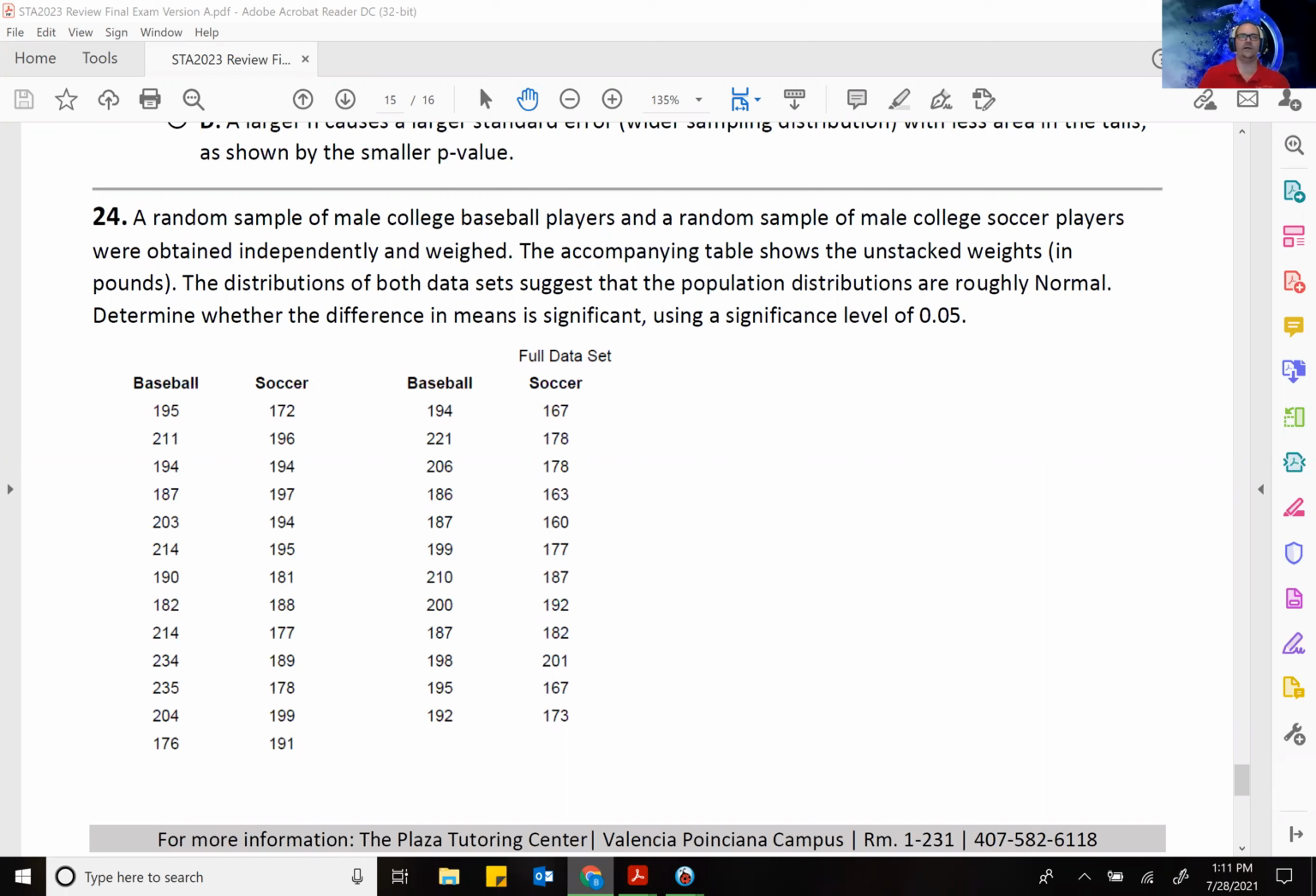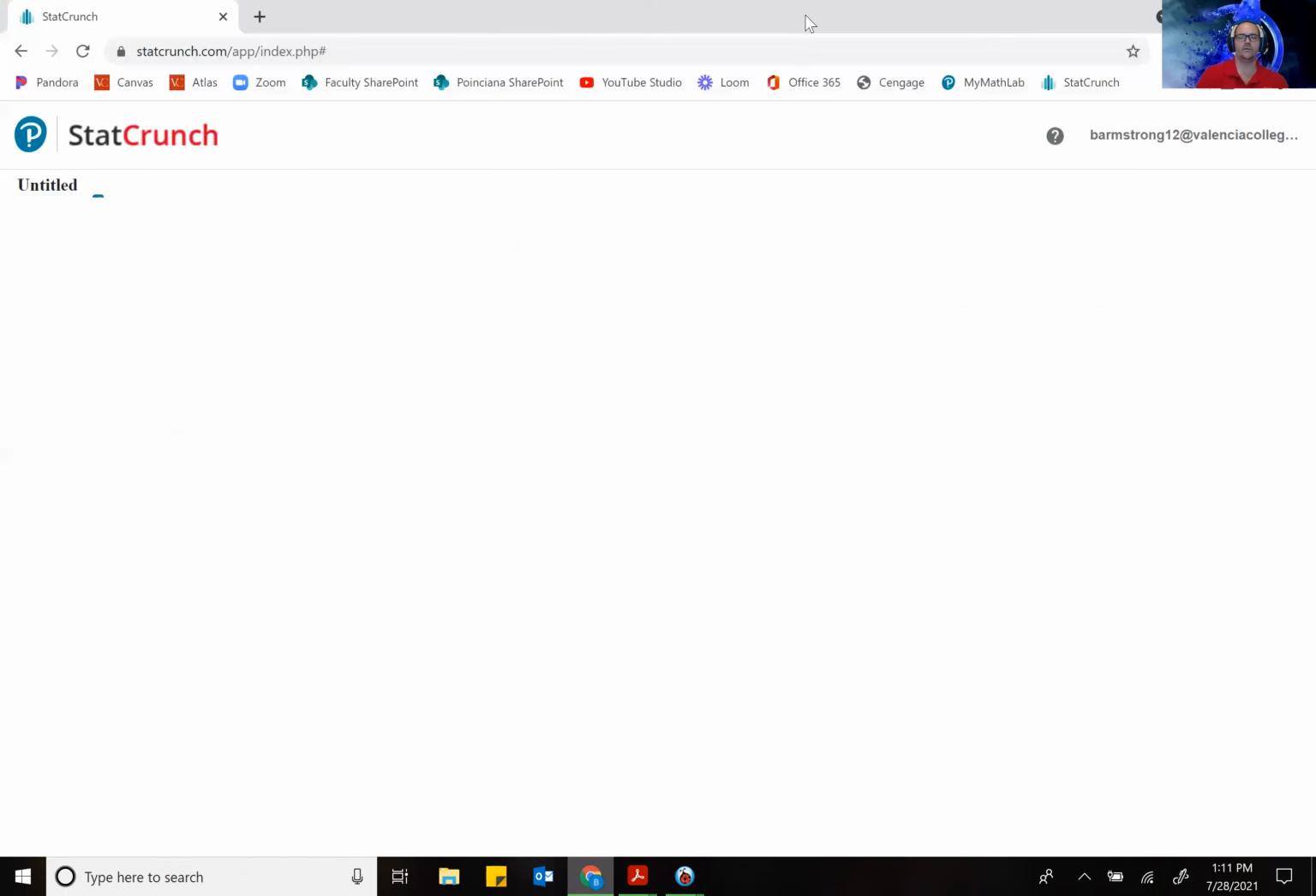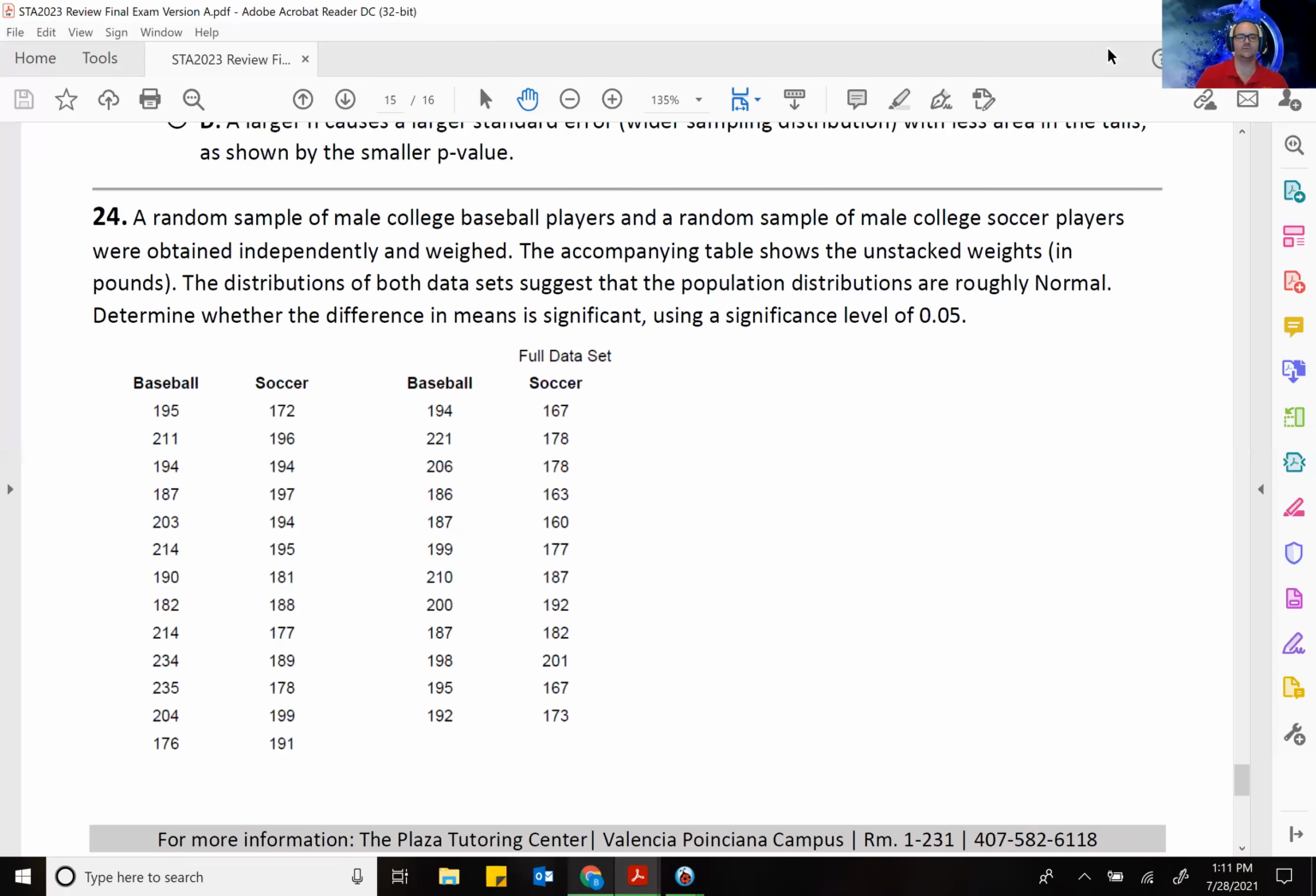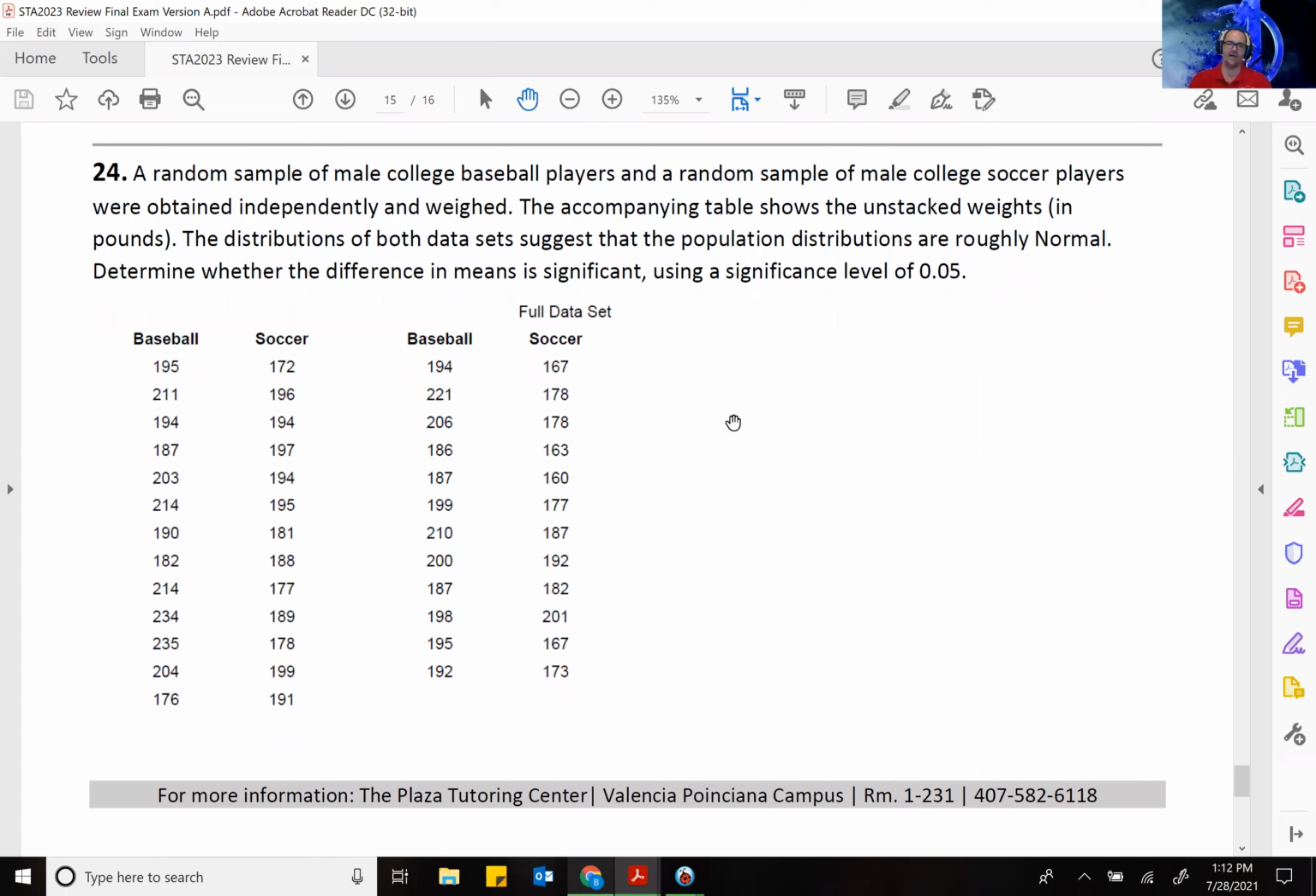All right, I've got everybody. Reading this, it says that a random sample of male college baseball players and a random sample of male college soccer players were obtained independently and weighed. The accompanying table shows the unstacked weights in pounds. The distribution of both data sets suggests the population distributions are roughly normal. That's good. Determine whether the difference in means is significant. Use a significance level of 0.05.